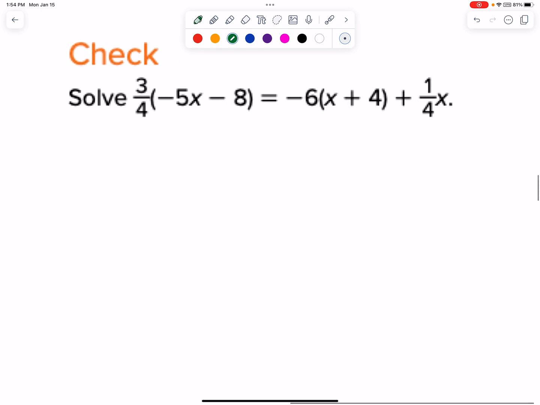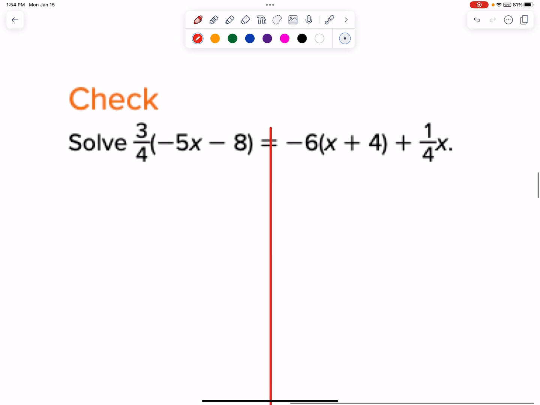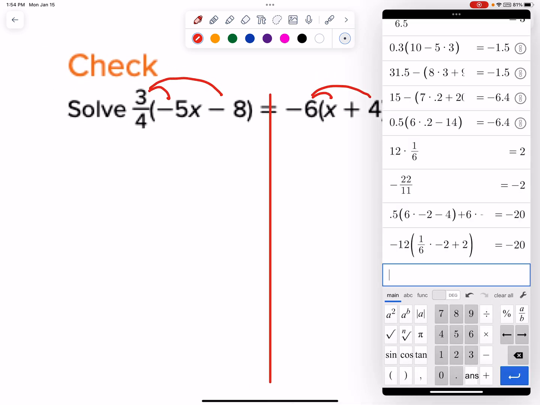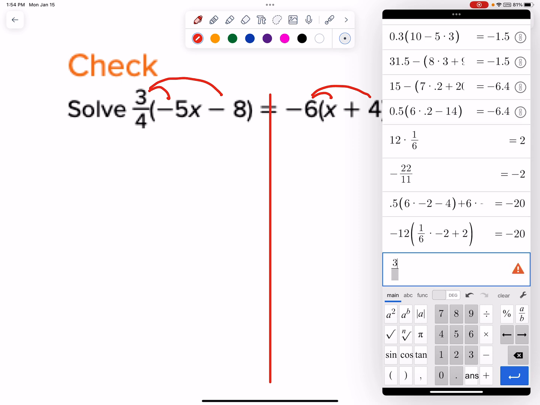All right, go ahead and pause if you want and try this one out independently, and then you can check with me or follow along, up to you. All right, right away I see my parentheses, and so I'm going to distribute. Remember, we're only distributing because there's variables inside. If there weren't variables, you would just solve it out. All right, so 3/4 times negative 5. I'm definitely going to type that out, even though I could figure it out mentally. I don't want to make any silly mistakes.